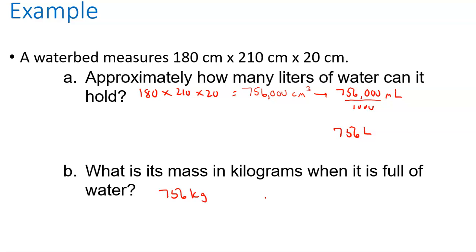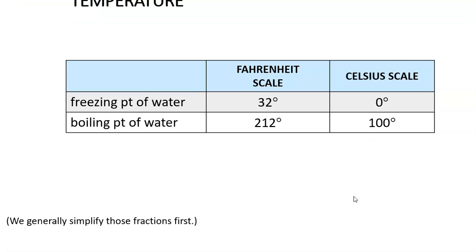Now, if you want a different measure, take that and divide it by 1,000, and that is that many metric tons. That's a lot of water. Actually, that's a lot of weight. So if you fill that water bed up with 756 liters of water, it weighs 3/4 of a metric ton. All right, what else can we measure? How about temperature?